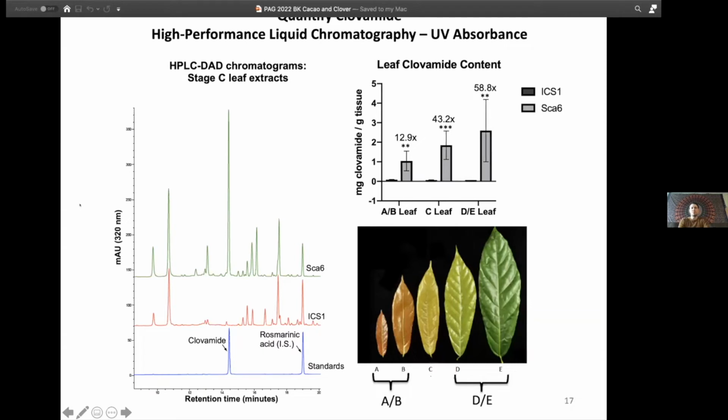So we did a little bit more targeted quantification of the clovamide. You can see here an HPLC diode array detector chromatogram, and here's a big old peak for clovamide in the Scavena 6 extract, and you can not really see it unless you zoom in super far on the ICS1 extract. And here's the standard for clovamide. Since we did it this way, we can make a standard curve and get absolute quantification, like milligrams clovamide per gram of tissue, rather than an arbitrary mass spec count relative abundance. So we see that in the young, the middle age, and the old leaves, there's a lot more clovamide in Scavena 6 than in ICS1. So it's throughout leaf development.